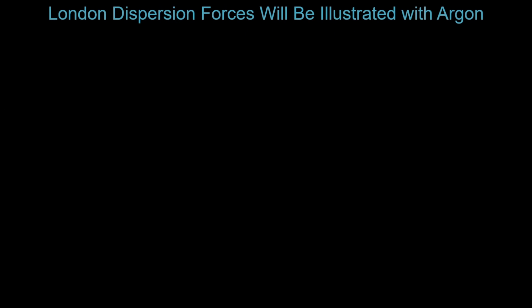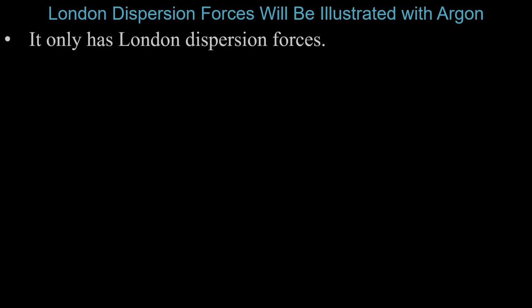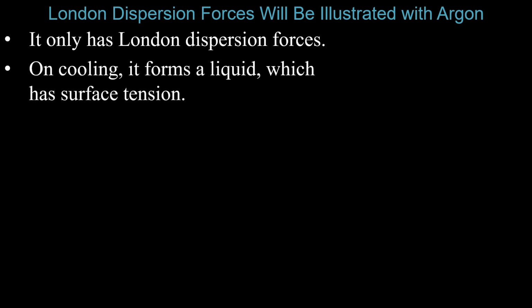London forces will be illustrated using argon because the only attraction between argon atoms is from London dispersion forces. Also, although argon is normally a gas, on cooling it does form a liquid. Its normal boiling point is 87 Kelvin, and that liquid has surface tension, which has been measured.